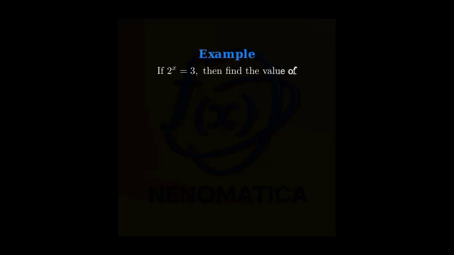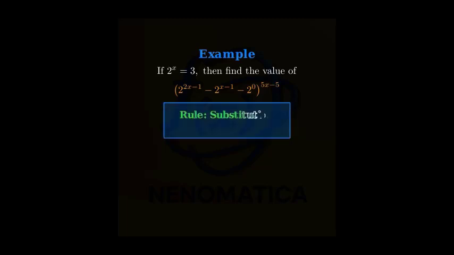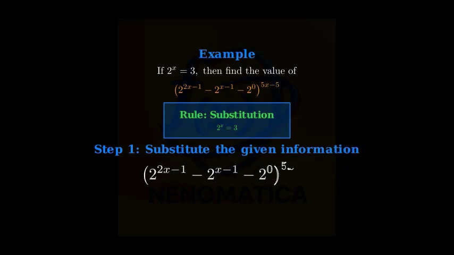If 2 to the power of x equals 3, then find the value of the expression (2^(2x-1) - 2^(x-1) - 2^0) raised to the exponent 5x - 5. Let's begin solving this problem. Since we're given that 2^x = 3, we'll substitute this information into the expression.